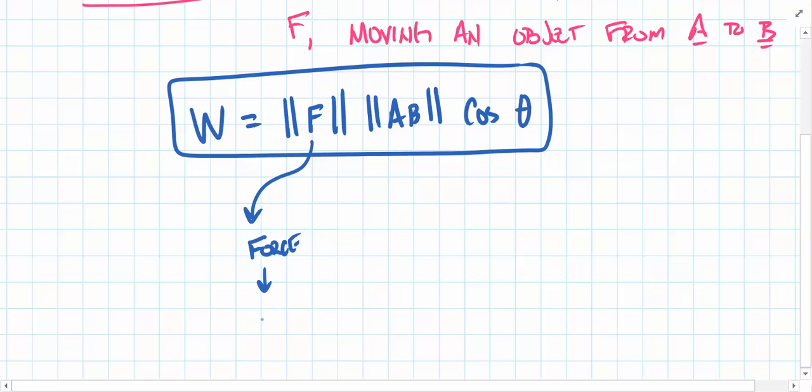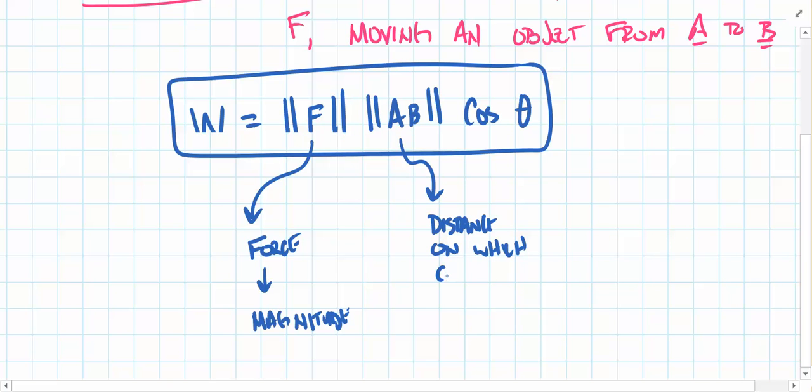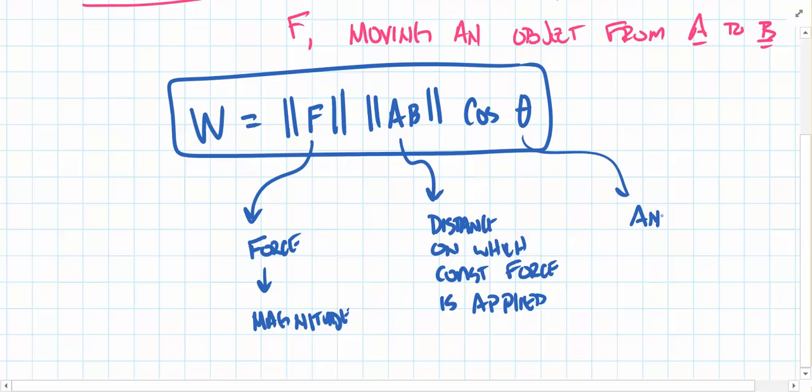Force can be considered magnitude. A to B is the distance on which the constant force is applied. From A to B. And this is the angle between the two vectors.